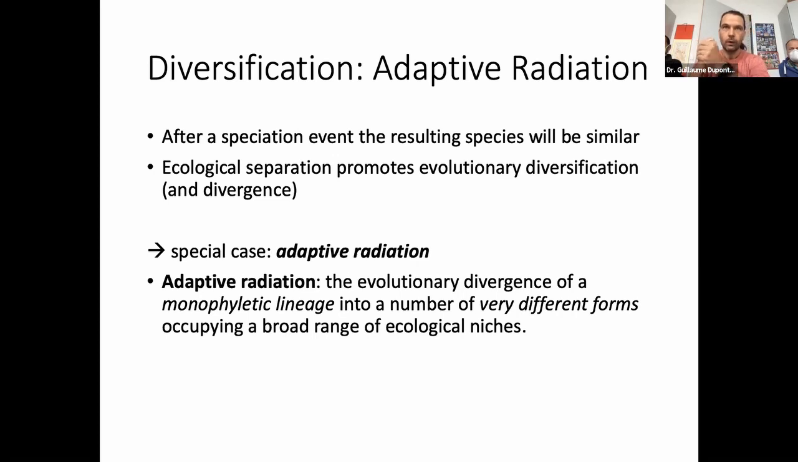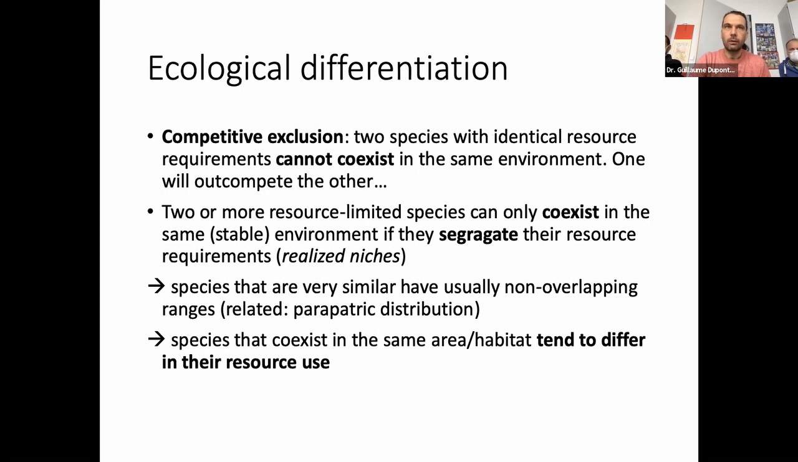So if a monophyletic group diverges or evolves into distinct species which occupy a broad range of ecological niches, then we have an adaptive radiation. So think about two species that have overlapping niches. So they exploit the same resources. Then they cannot coexist. One will outcompete the other. Now, this is the concept of competitive exclusion.